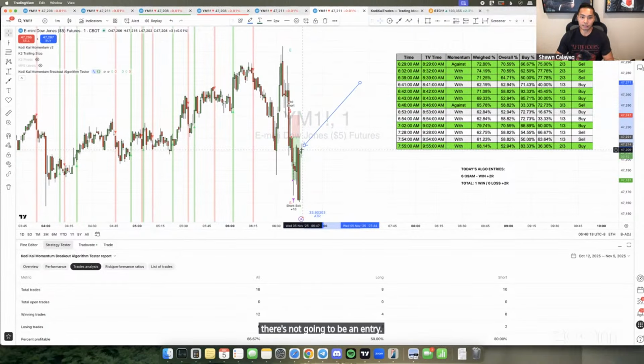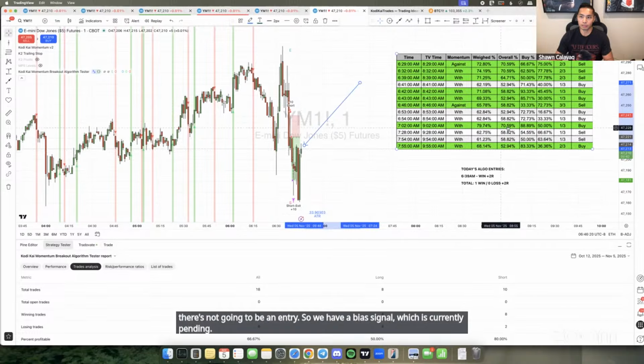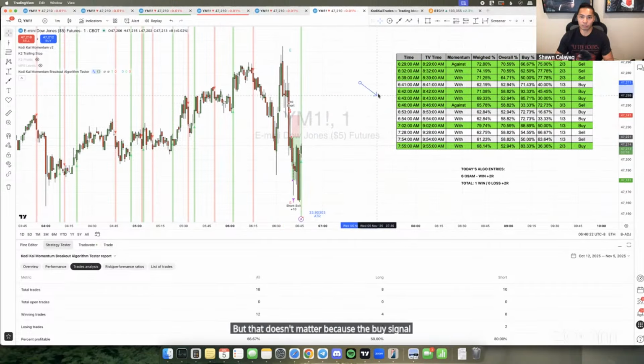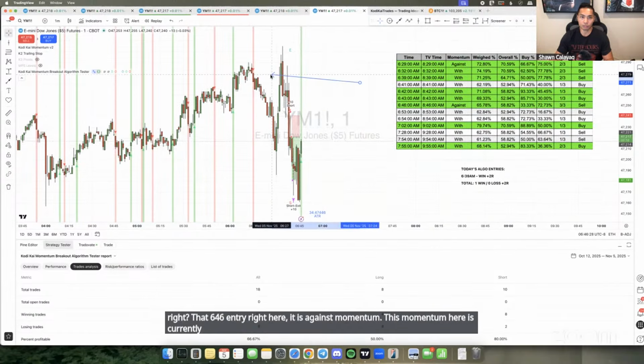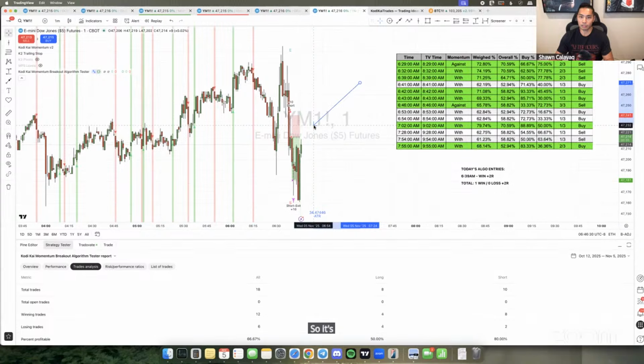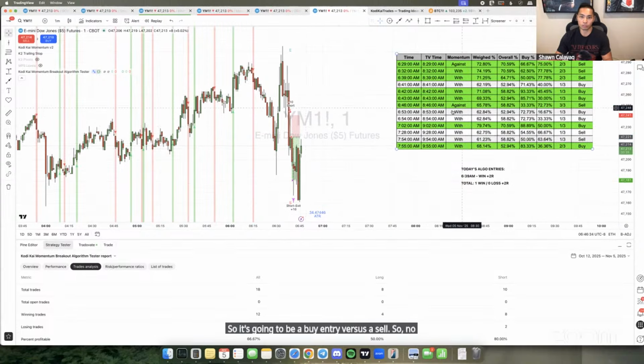So with that being the case right here, there's not going to be an entry. So we have a buy signal which is currently pending, but that doesn't matter because the buy signal would have to come up before, right? That 646 entry right here, it is against momentum. This momentum here is currently bearish. So it's going to be a buy entry versus a sell. So no entry there for 646.